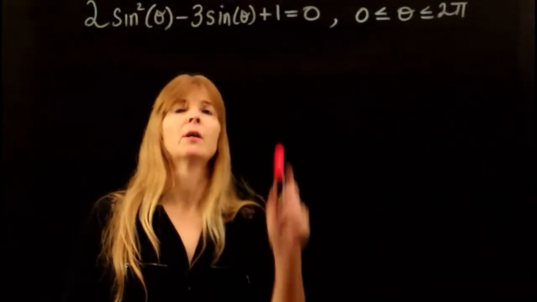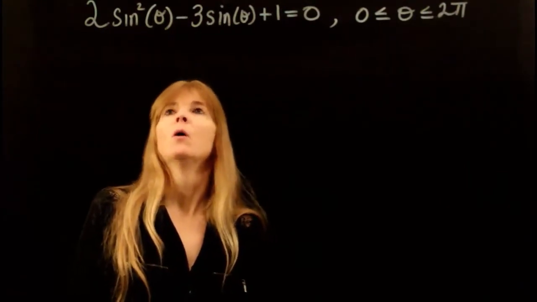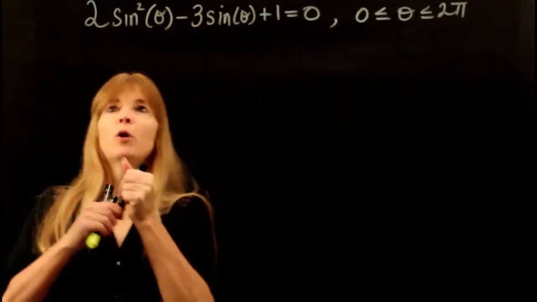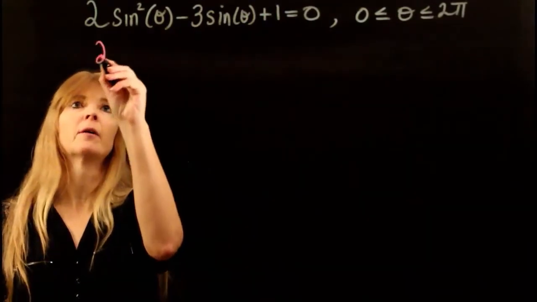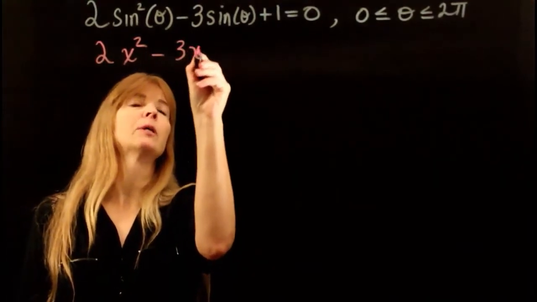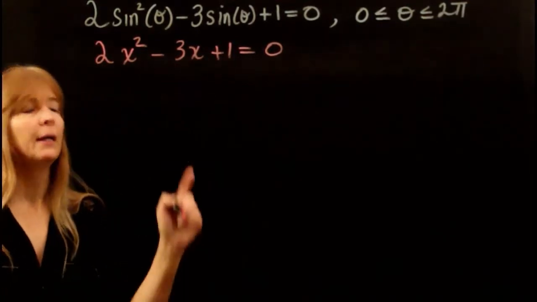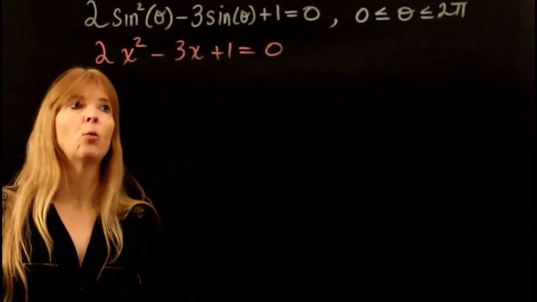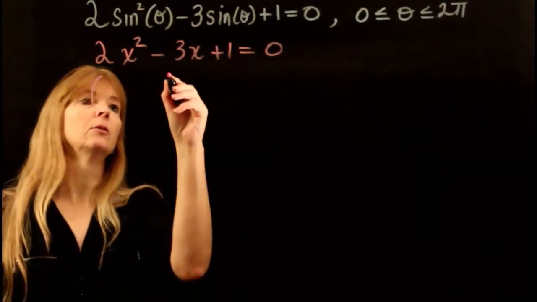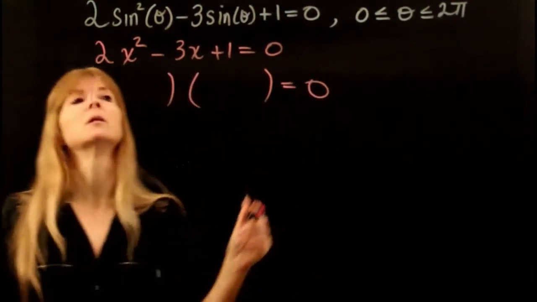Let's look at solving an equation like this. Well, one thing I notice is if I rewrote these as variables, 2x squared minus 3x plus 1 equals 0, then I see that's a quadratic equation and I could try to factor it. So going back to the land of factoring equals 0.